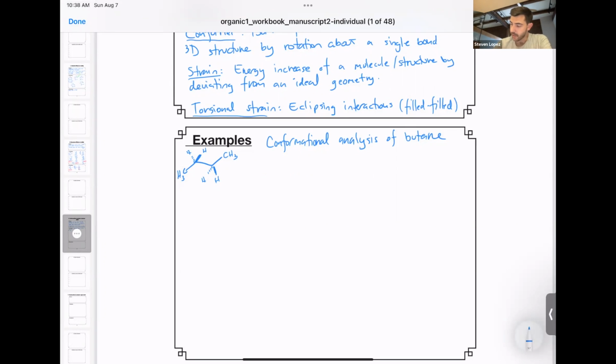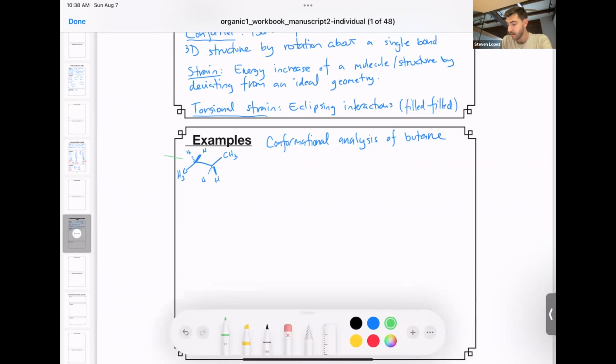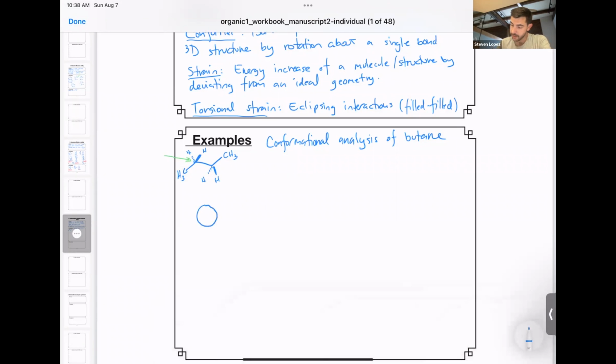So if we draw a Newman projection, looking down this bond, you can draw this Newman projection. Looking at it from the front, the methyl is pointed down, the wedged hydrogen is pointed to the right, the dashed hydrogen is pointed to the left. In the back, the methyl is pointed upwards, and this is known as the anti form.